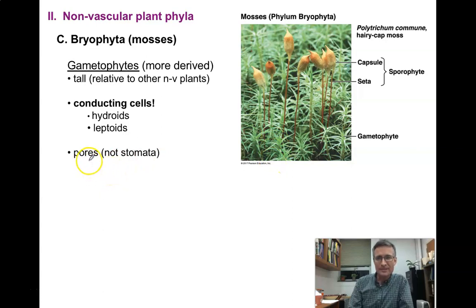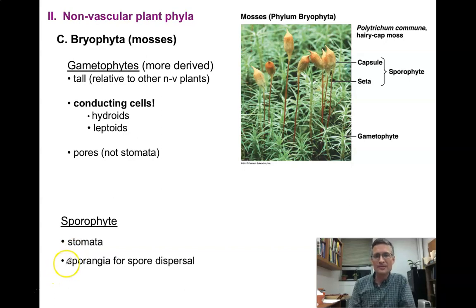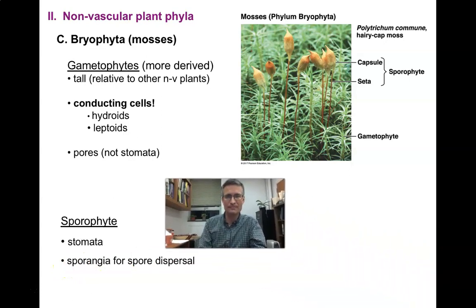And the gametophytes themselves have pores, not stomata, but when we think about the sporophytes again, like our hornworts, have stomata. In other words, our hornworts were the first plants to have stomata, and all subsequent plants have stomata as well. Which means that the sporophytes of our mosses can also be a bit taller, and they can do some really neat things like disperse spores.